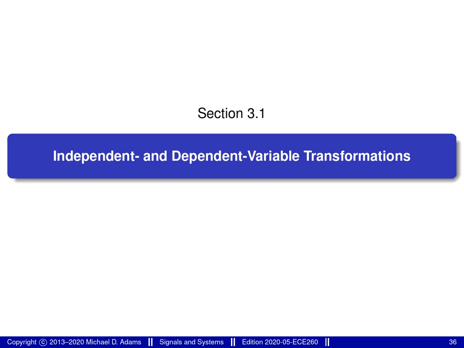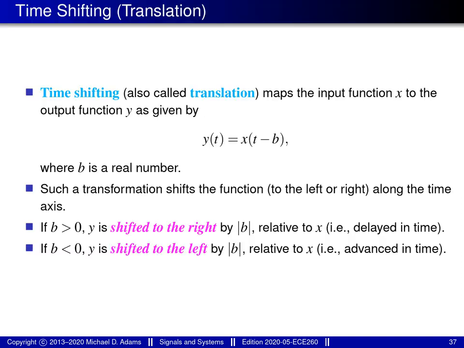In this section, I'm going to be discussing independent and dependent variable transformations. These types of transformations show up quite pervasively in a lot of the mathematics associated with signals and systems, so these types of transformations are quite important. To begin with, I'm going to discuss transformations of the independent variable.